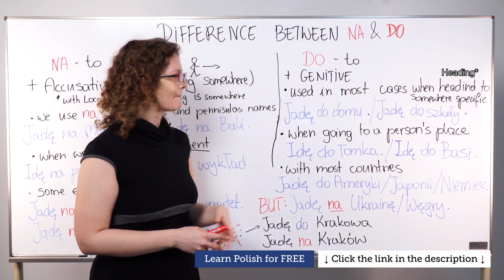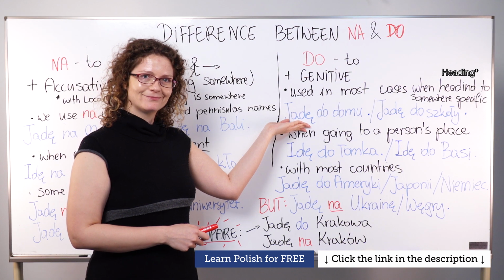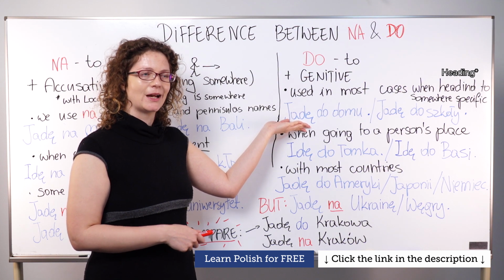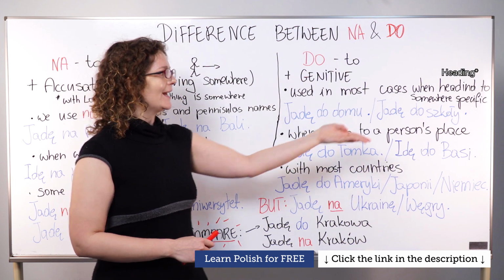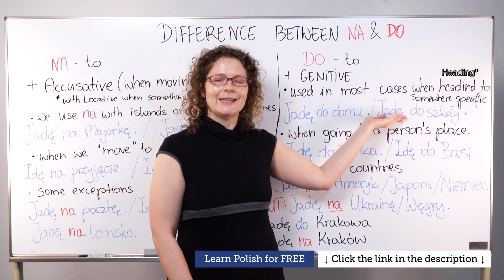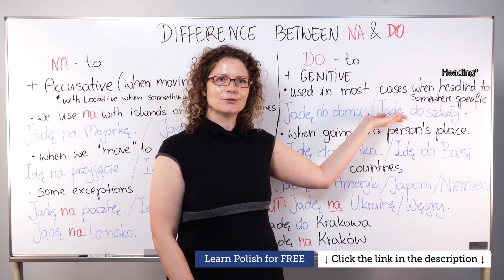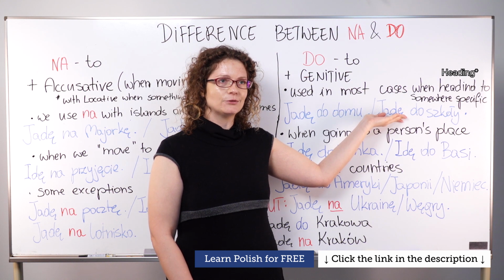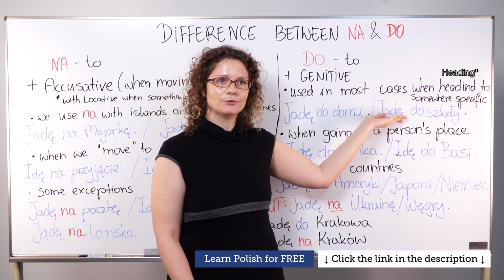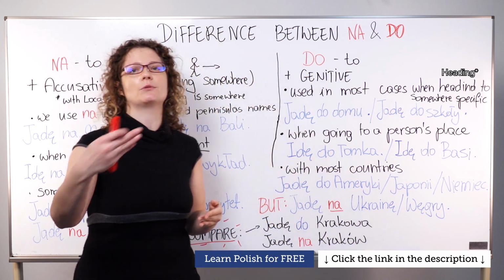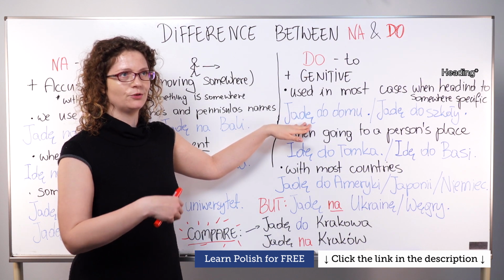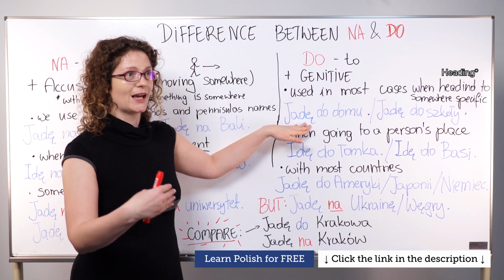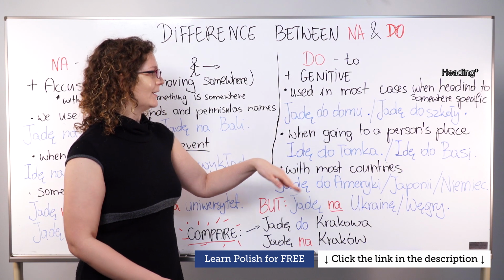For example, jadę do domu, I'm going to my home, or home, but probably mine. Jadę do szkoły, I'm going to school. Jadę do pracy, I'm going to work, and so on and so on. And of course you can change jadę into idę, which means I'm doing it on foot, you know.